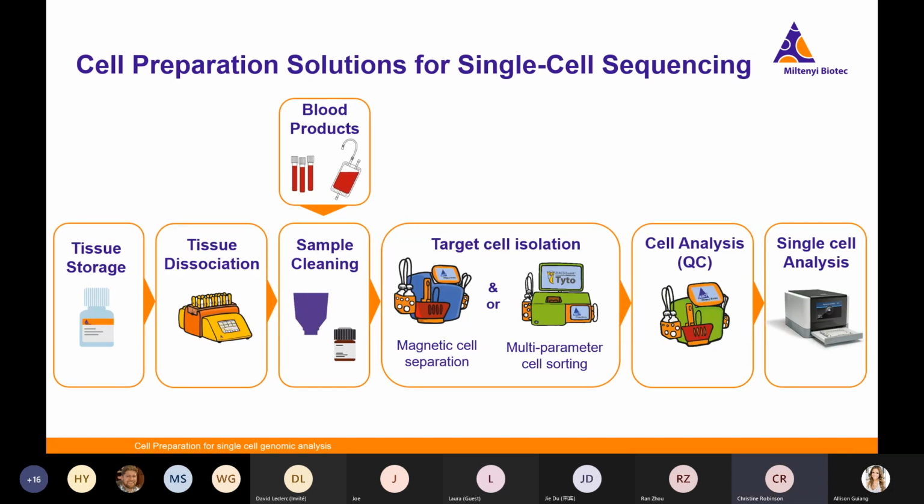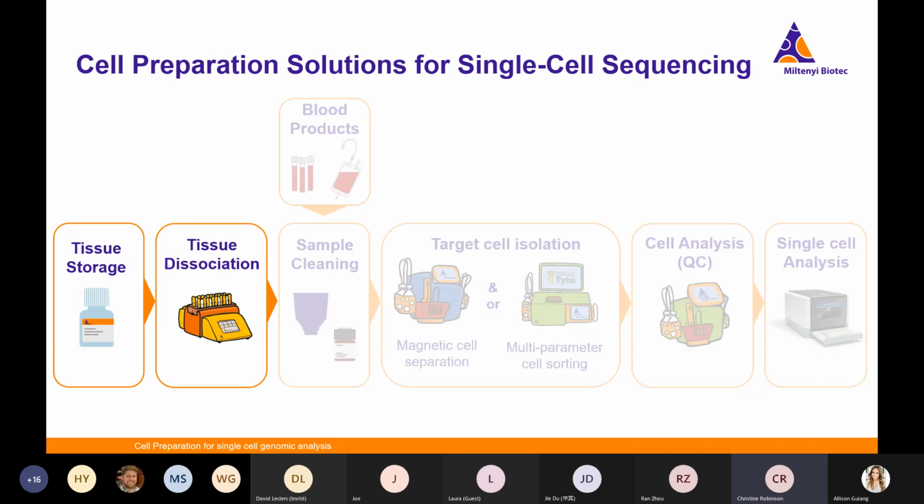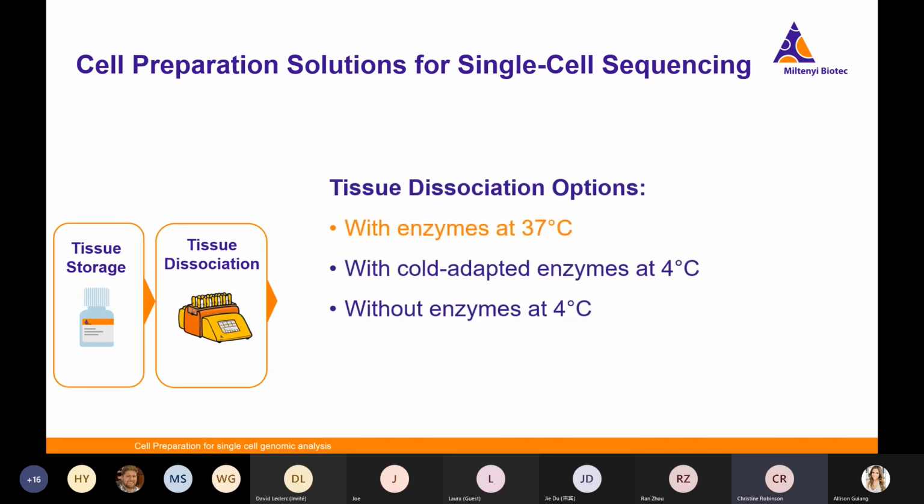So the next step then in the workflow would be the dissociation, right, of your tissue into your single cell suspension. Here you have a couple options. You can dissociate with enzymes at 37 degrees. You could also use a cold adapted enzyme, which is becoming a little more popular. I'll talk about that in a little bit. Or you could go without enzymes, right, and just rely purely on mechanical force. So each method has some pros and cons that have already been discussed in literature, which we won't go over, but cold adapted protocols are gaining a little more interest lately to reduce the risk of gene expression alterations.